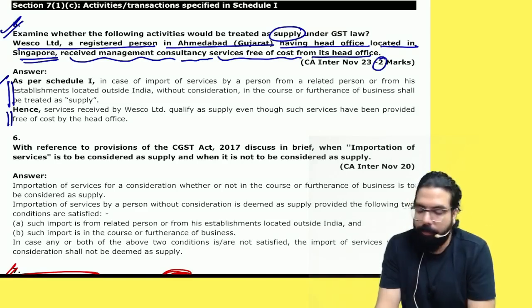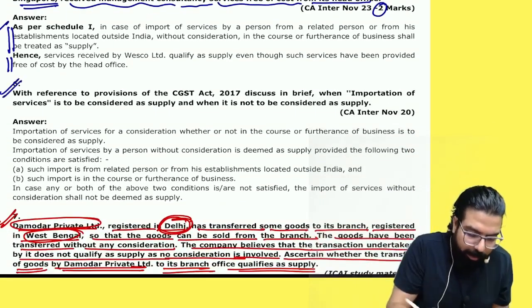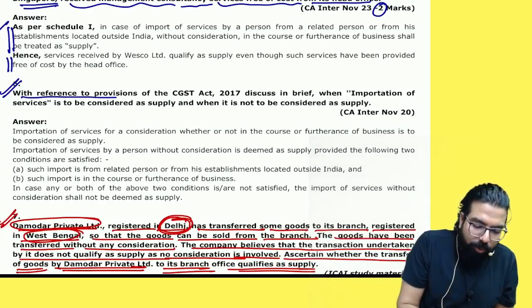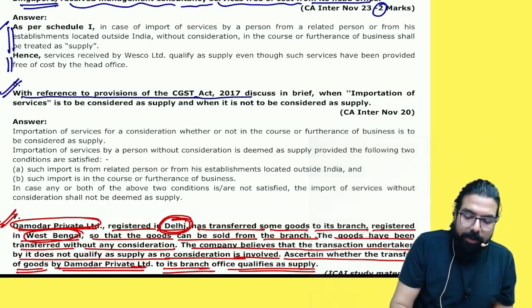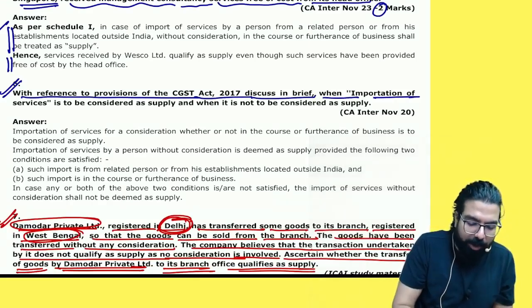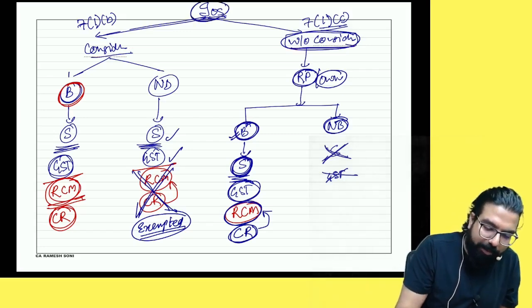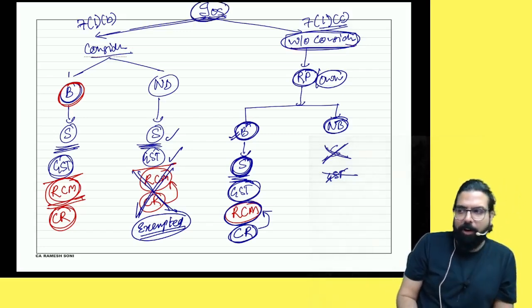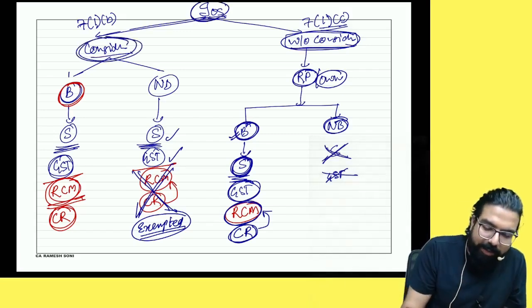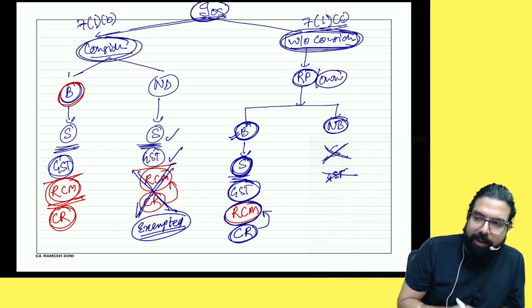Done. Chalo. Read this one now, everyone. With reference to the provision of the CGST Act, discuss in brief whether importation of service is to be considered as supply and when it is not to be considered as supply. People, 1 minute. Importation of service, when is it to be considered as supply, and when not? If it is for a consideration or without consideration.